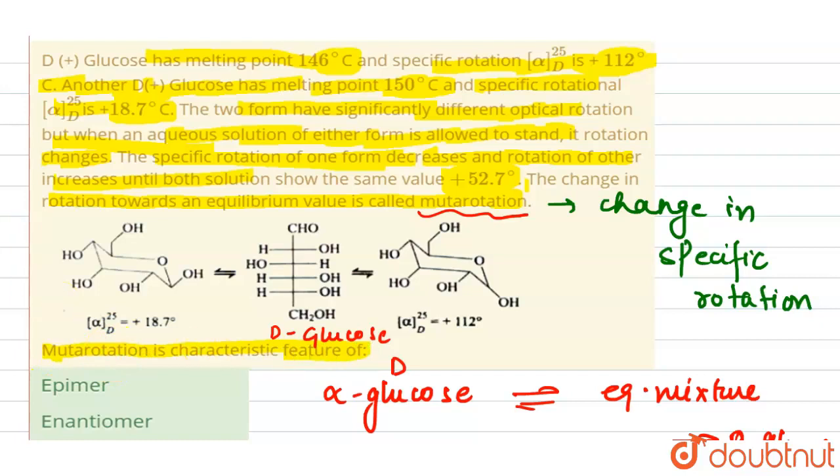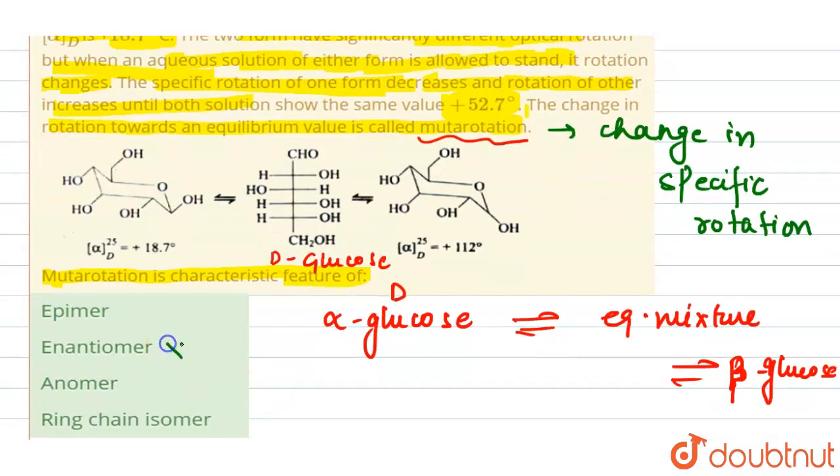If we see these structures, these are not mirror images. So enantiomer is not correct, because enantiomers are mirror images. Ring chain isomer is also not correct, as these are not the ring chain isomers of each other.